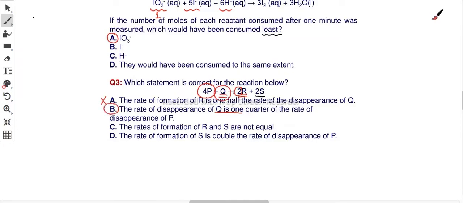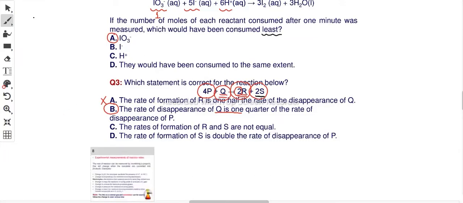If you continue with C and D, you're going to find easily that both of them are incorrect. For the C, the rate of formation of R and S are not equal. They are actually equal since they have exactly the same coefficient. Comparing, they have 2 and 2, so the same rate. And for the D, the rate of formation of S is double the rate of disappearance of the P. Actually, the P is double the S when comparing the coefficients.